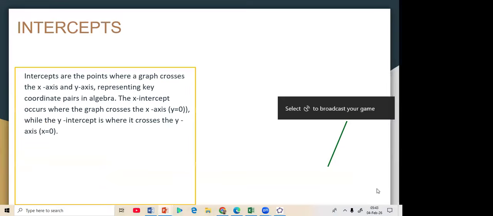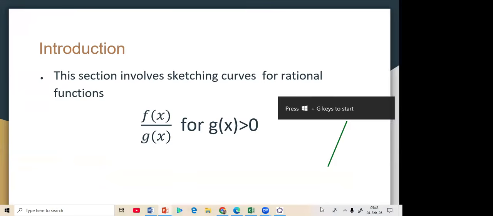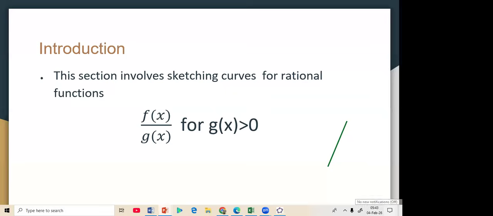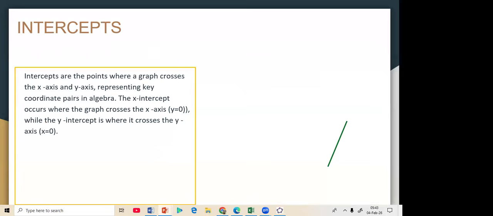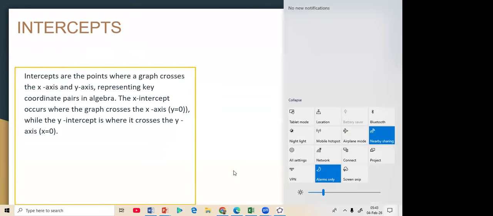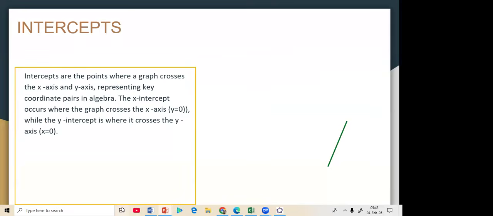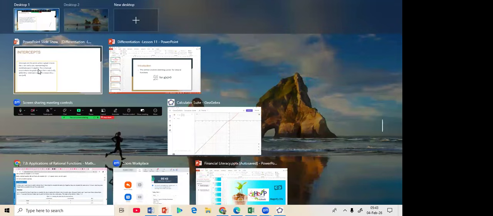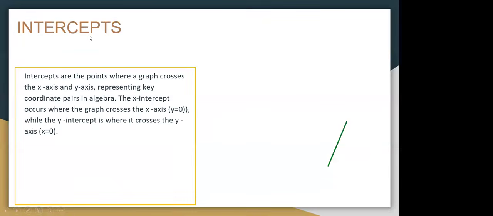Now allow me that we go back and then start. Whenever you are doing such numbers, always have those three things we have talked about. We have talked about asymptotes, we have talked about intercepts, and we have talked about the turning points. Those are the things we are going to be dealing with.